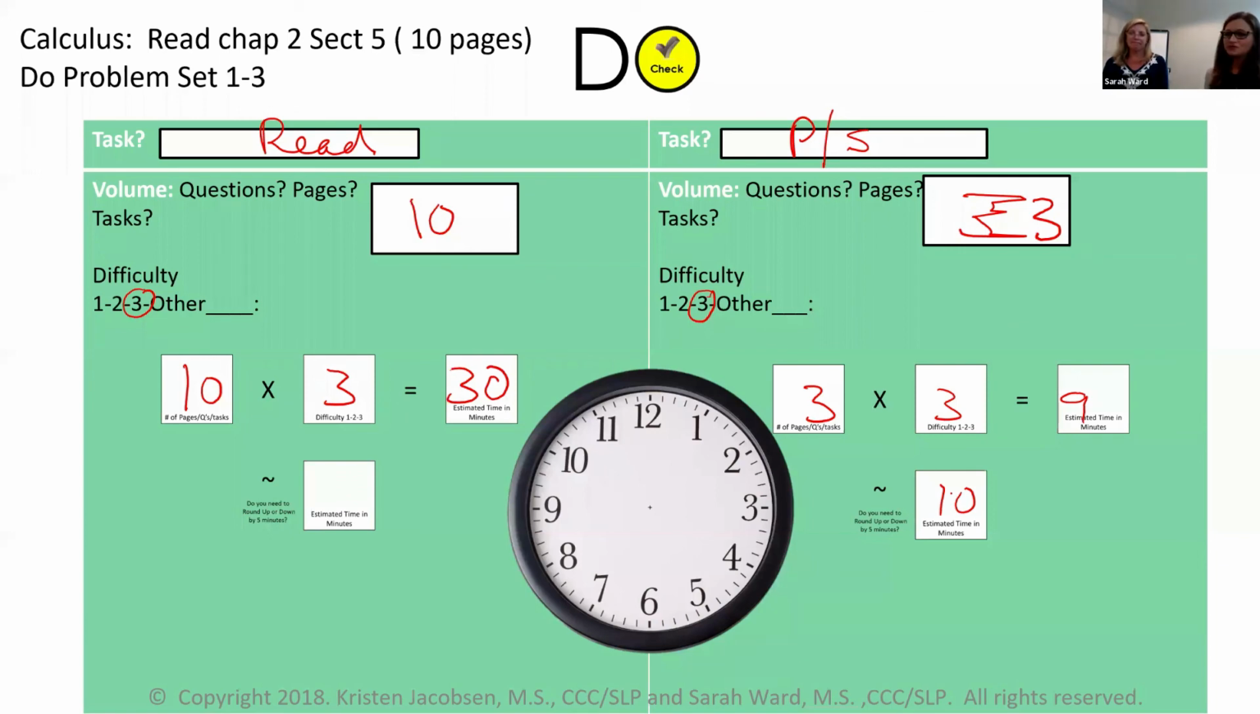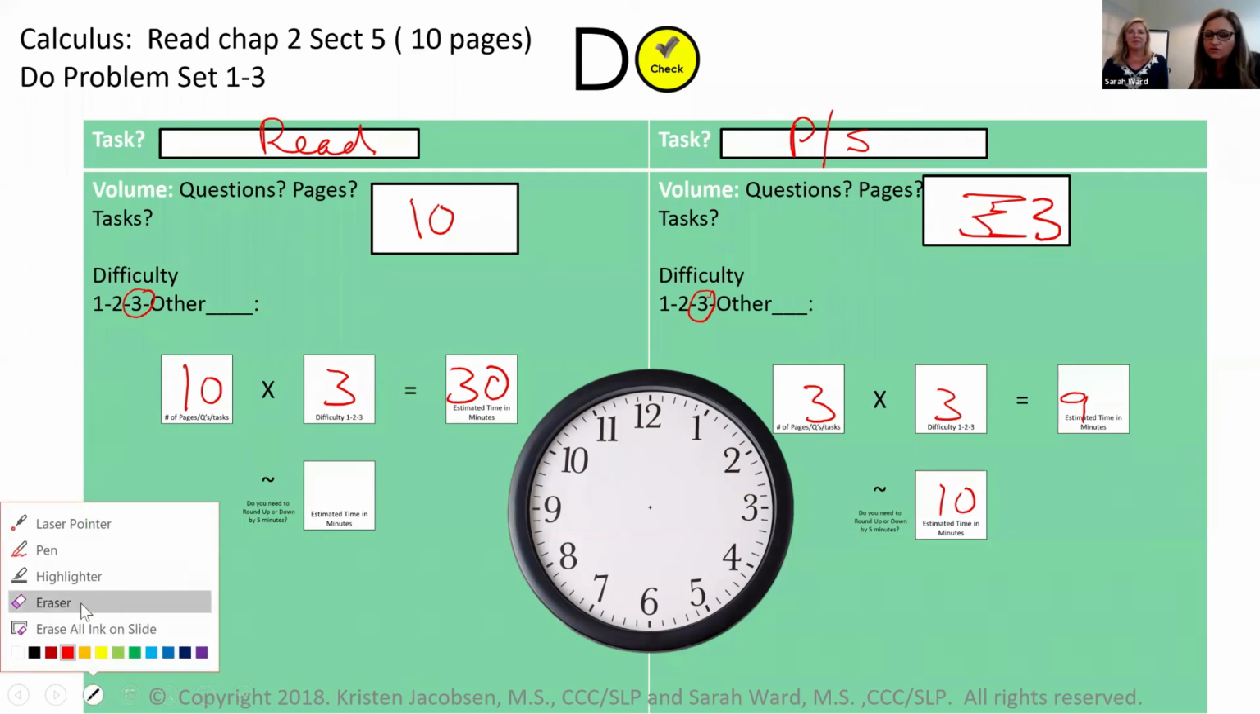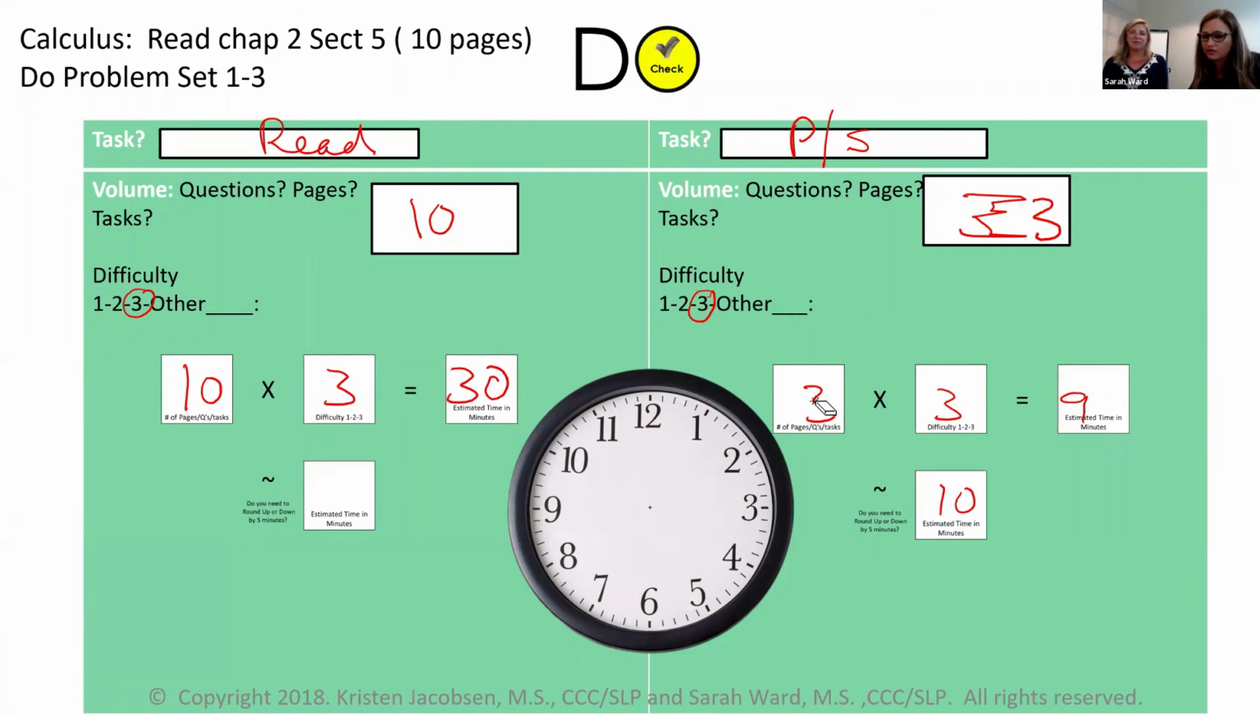Now every one of you should be saying, are you kidding me? 3 problem sets in calculus is not going to take you 10 minutes. There is no way. And we agree. So in this example then, there's sort of 2 ways that we can tackle this. So I'm going to erase my 3 times 3 equals 9.